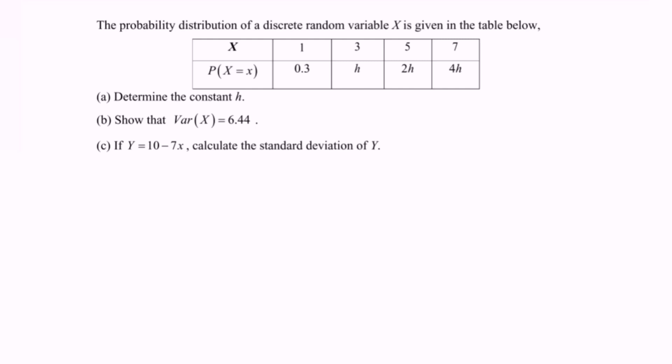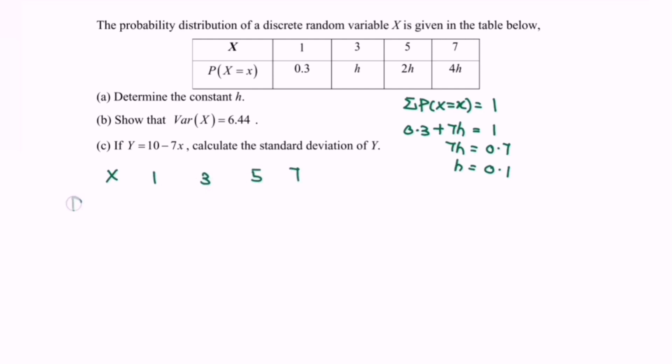So kindly refer to the table, and we have to determine the constant h. As we all know, it is a discrete random variable, so the summation of the probabilities must be equal to 1. 0.3 plus h plus 2h plus 4h, and we will have 7h, which is equal to 1. 7h is equal to 1 minus 0.3, which is 0.7. So h is equal to 0.1. Kindly fill the h into the table. So here we have x: 1, 3, 5, and 7. The probabilities will be 0.3, 0.1, 0.2, 0.4.